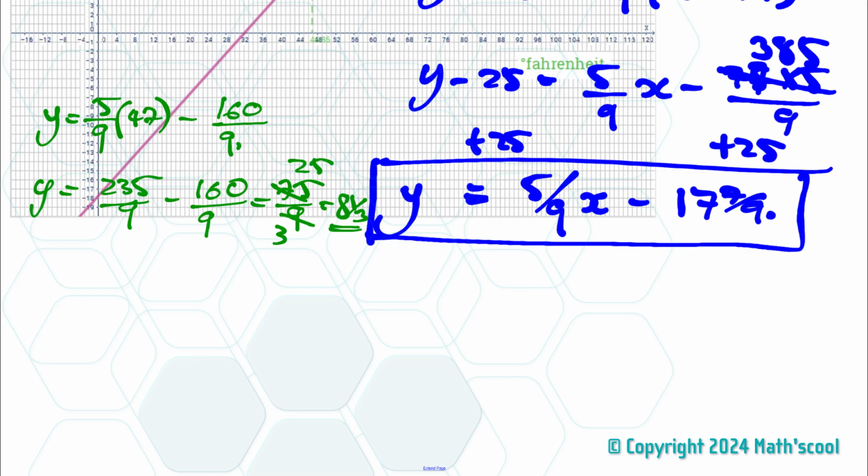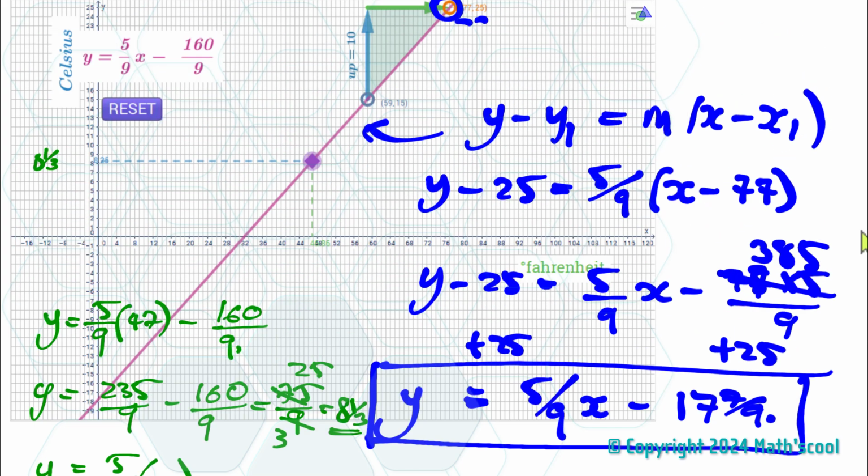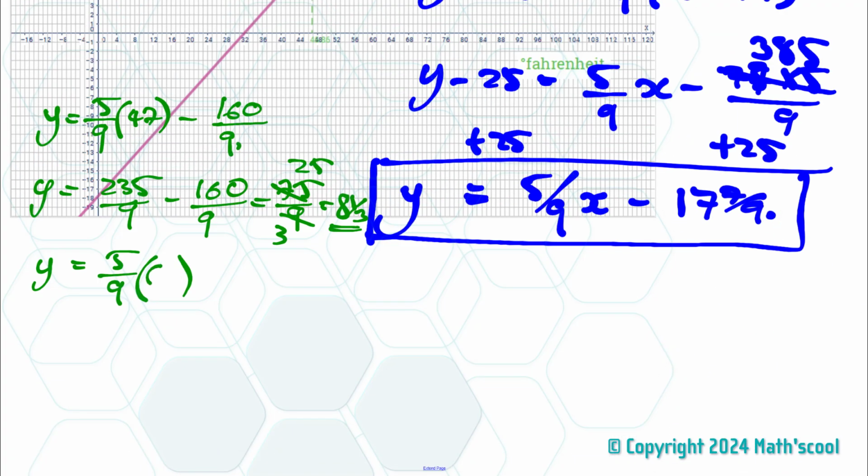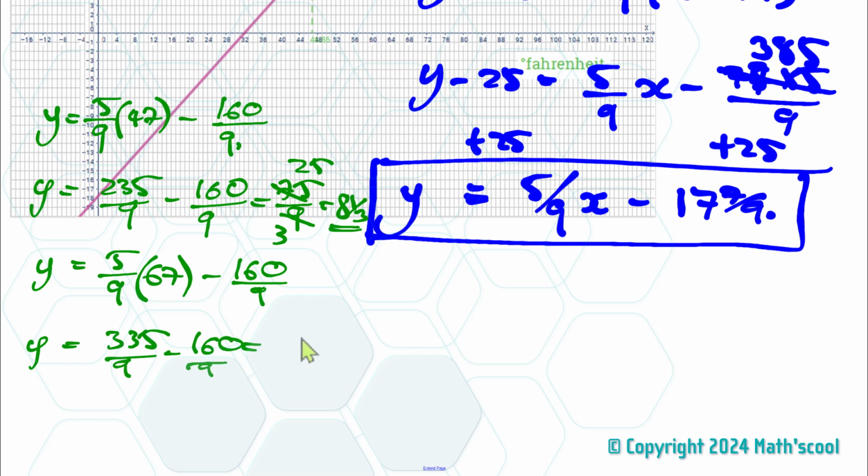I need to do the other value. Y equals 5 over 9. And then the other value of x that they wanted me to put in was 67. 67 minus 160 over 9. Y equals 5 times 67 is 335 over 9 minus 160 over 9. And that gives me 175 over 9, which would be 19 and 4/9. Okay.